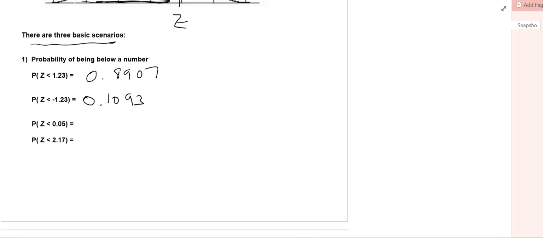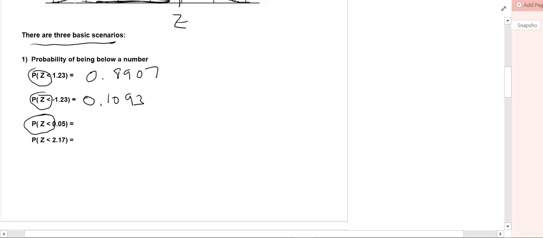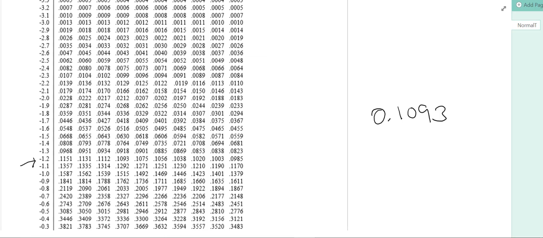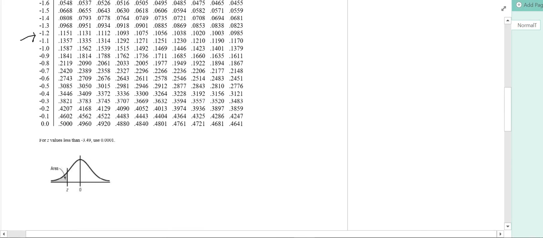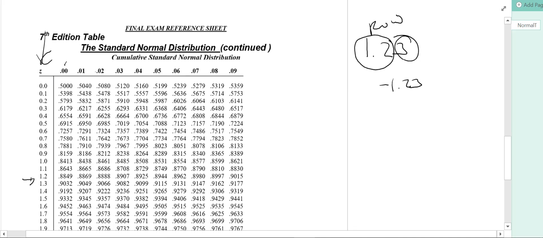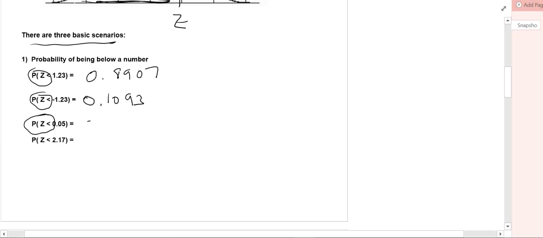Okay? Next one, z of 0.05. Again, this here is exactly what the table is telling me, the probability of being below a particular number. So I'm going to look up 0.05 now. That's going to be on the other table here. So I'm in the first row here. The hundredths place is 5, so there's my value there, 0.5199.